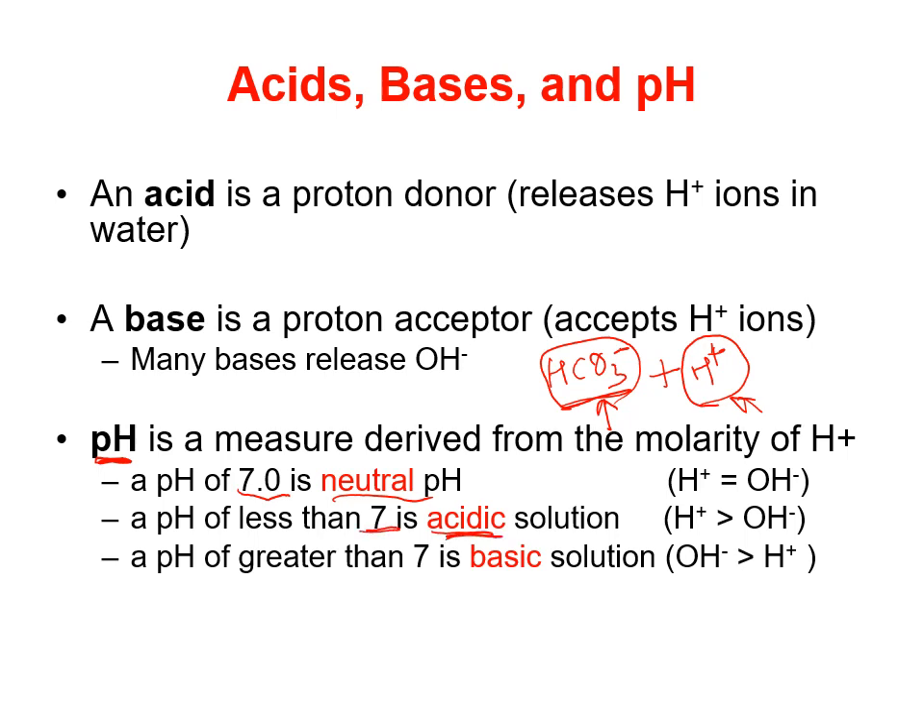So in an acidic solution, the number of hydrogen ions is greater than the number of hydroxide ions. And if the pH is greater than 7, the solution is considered basic. So in a basic solution, there are more hydroxide ions compared to H plus ions. A basic solution is also called an alkaline solution.